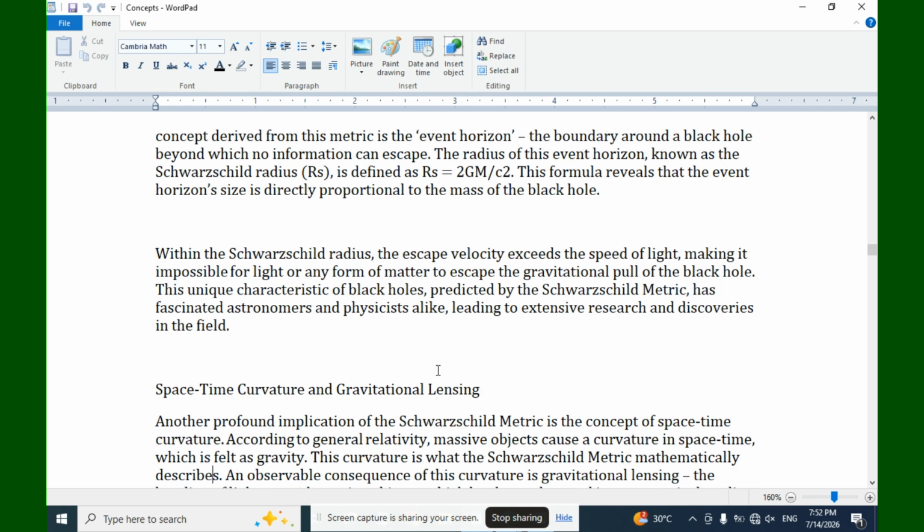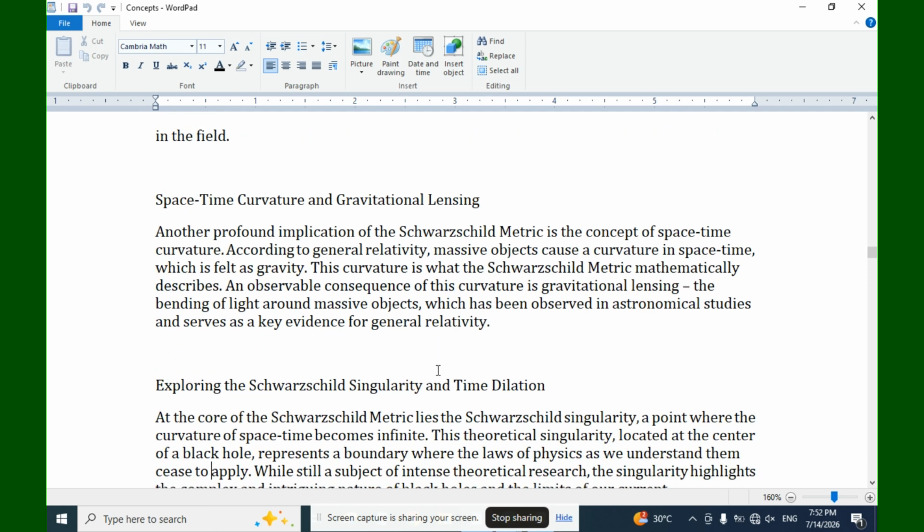Within the Schwarzschild radius, the escape velocity exceeds the speed of light, making it impossible for light or any form of matter to escape the gravitational pull of the black hole. This unique characteristic of black holes predicted by the Schwarzschild metric has fascinated astronomers and physicists alike, leading to extensive research and discoveries in the field of space-time curvature and gravitational lensing.